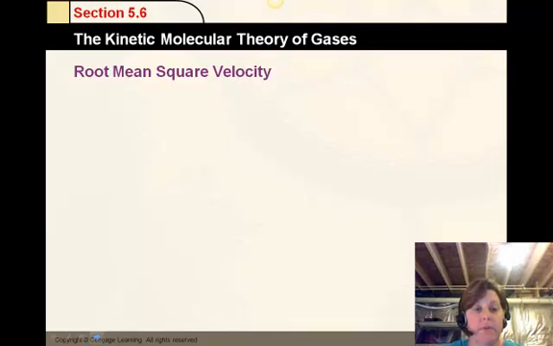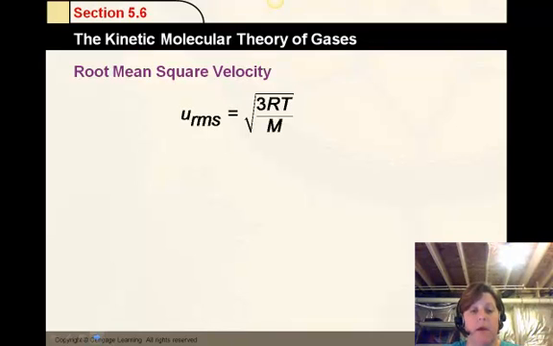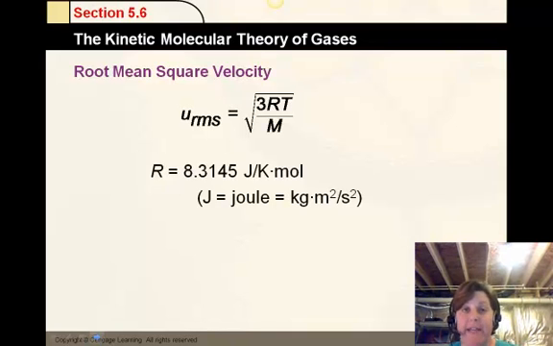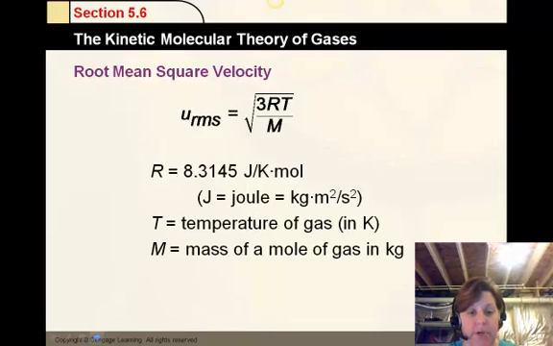Root mean square velocity is the formula u_rms, which means root mean square, equals the square root of 3RT over M. R here is the gas law constant again, but this time it's 8.3145 because the other units allow it to cancel. As you can see, T is temperature, and M is the molar mass of the gas in kilograms.